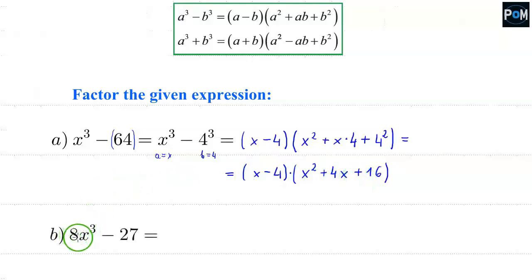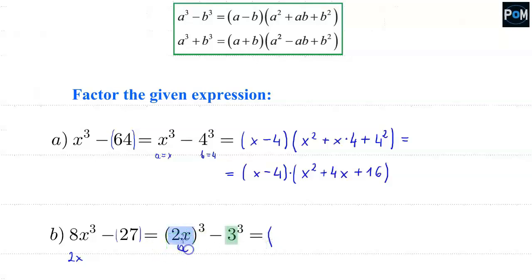Example B is 8x to the power of 3 minus 27, and here we can use the same formula for the difference of cubes. We notice that 8x cubed is the same as taking 2x and raising it to the third power. So this 8x cubed, we can write as 2x in parentheses, raised to the third power. Similarly, we can replace the number 27 with 3 to the power of 3. And at this point, we already have the difference of cubes. So we can use our formula.